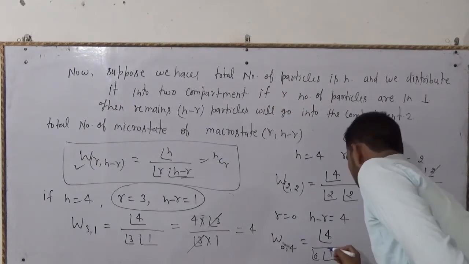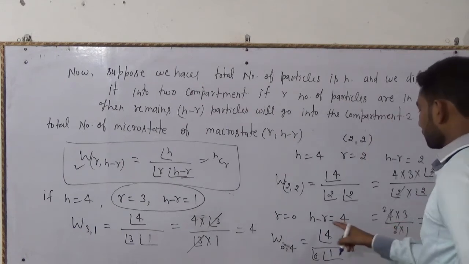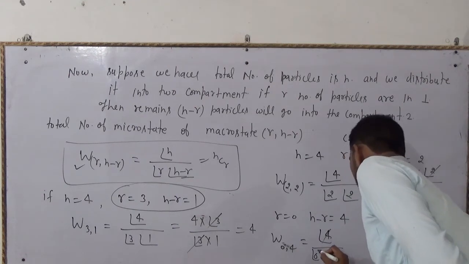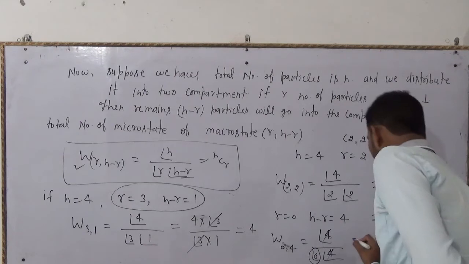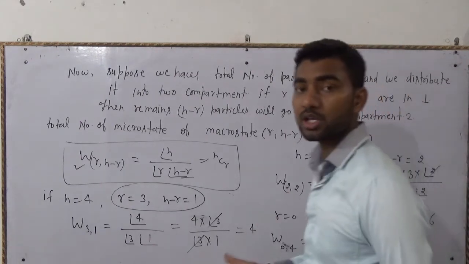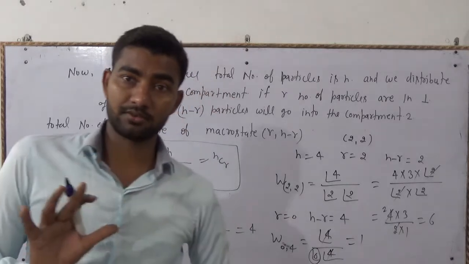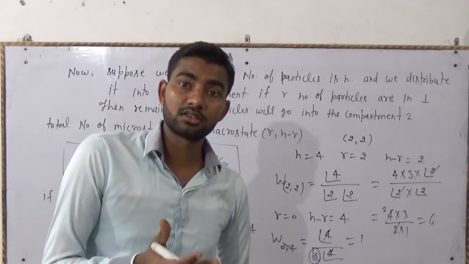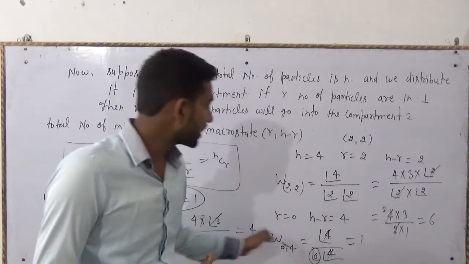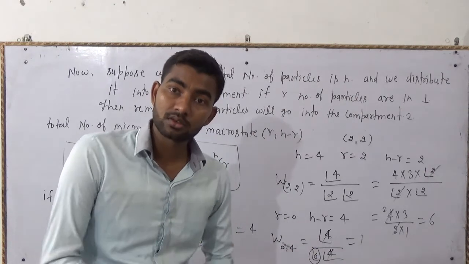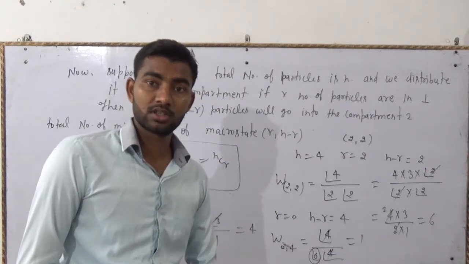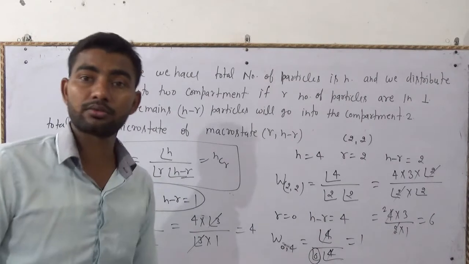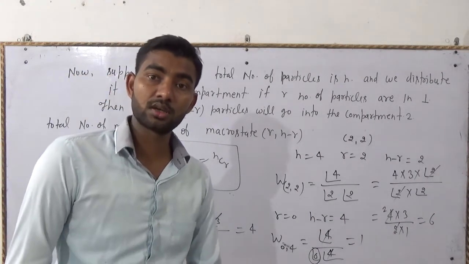Factorial n minus r will be 4 here, it will cancel out, and the value of factorial 0 is 1, so it will be 1. We have also proved it in my previous lecture, but there we used another method. Today we are finding the total number of microstates by another method. It is a very simple method to calculate the total number of microstates corresponding to any given macrostate.